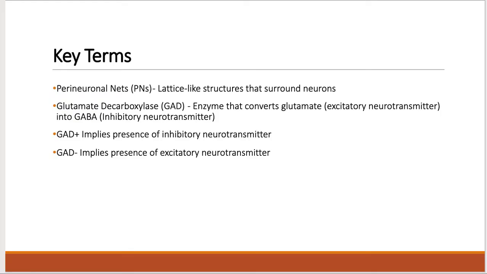Some key terms for this article are, first, perineuronal nets, or PNs. These are lattice-like structures that surround neurons, and we will go into more detail about PNs in a later slide. Glutamate decarboxylase, or GAD, is an enzyme that converts glutamate, which is an excitatory neurotransmitter, into GABA, an inhibitory neurotransmitter. When we talk about GAD+, this implies the presence of inhibitory neurotransmitter, and when we talk about GAD-, this implies the presence of excitatory neurotransmitter.